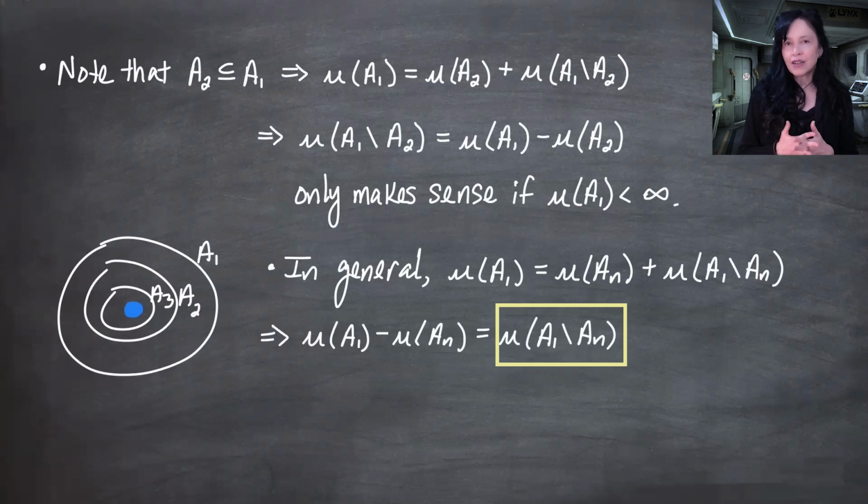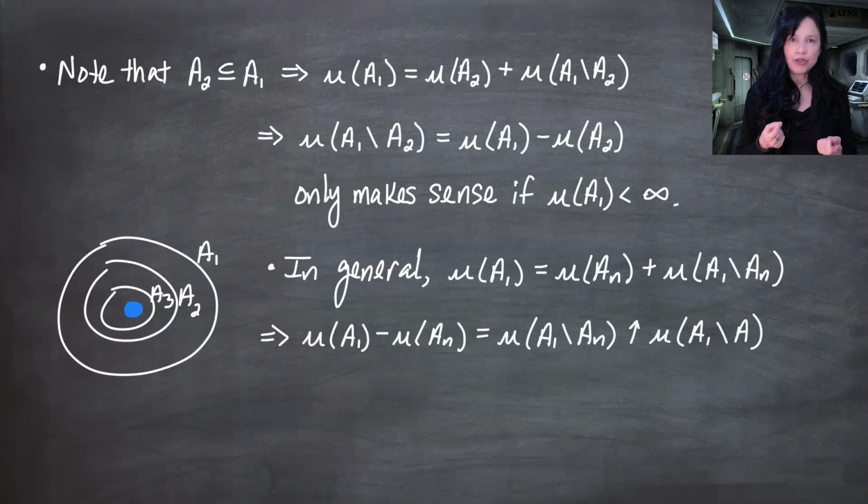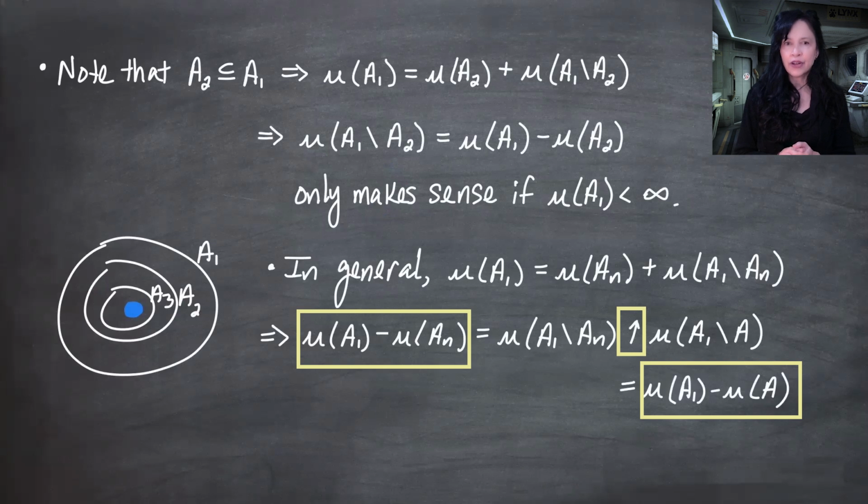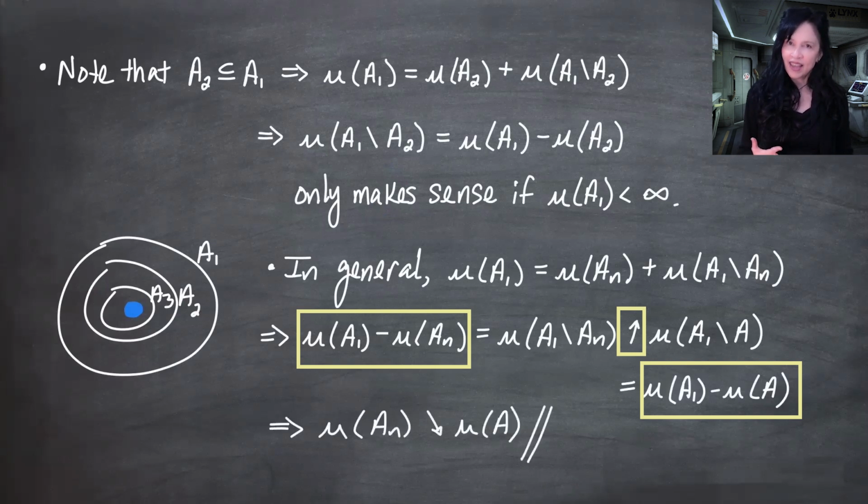So using continuity from below, I can say that the mu measures of these sets are increasing to the mu measure of A1 with A subtracted out. But this is just mu of A1 minus mu of A. And so putting this left-hand side and this right-hand side together, the mu of A1 is fixed in these two expressions, and we see that mu of AN is actually decreasing to mu of A. And that's what we wanted to show.